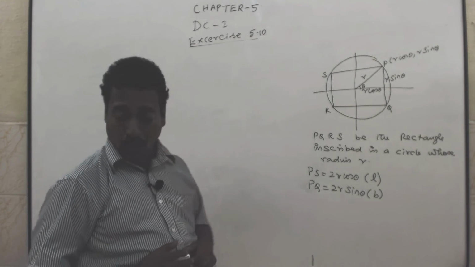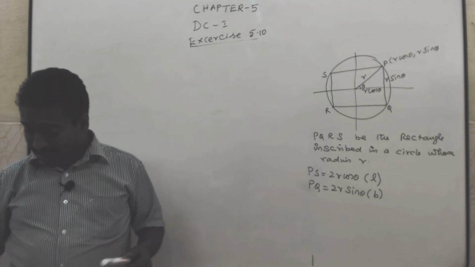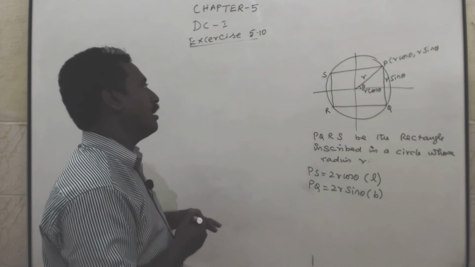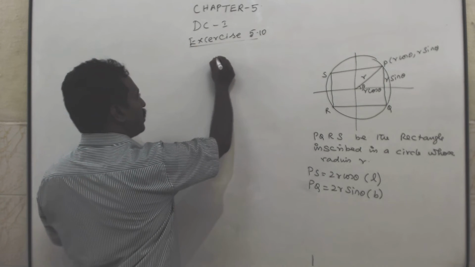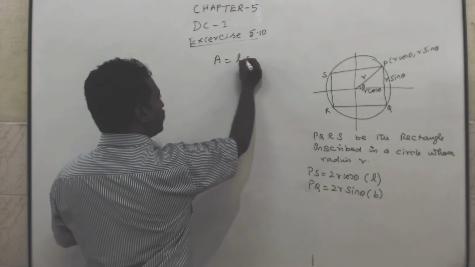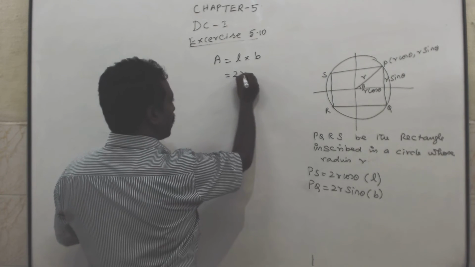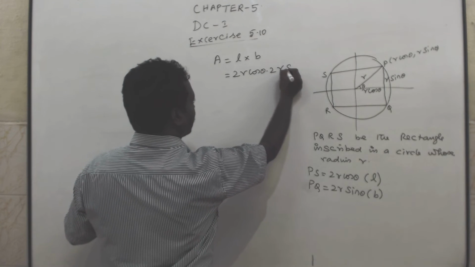What we have to prove? Find the dimension of rectangle with largest area. You have to find out the area. What is area? Area of rectangle equals length into breadth. What is length? 2r cos theta into 2r sin theta.